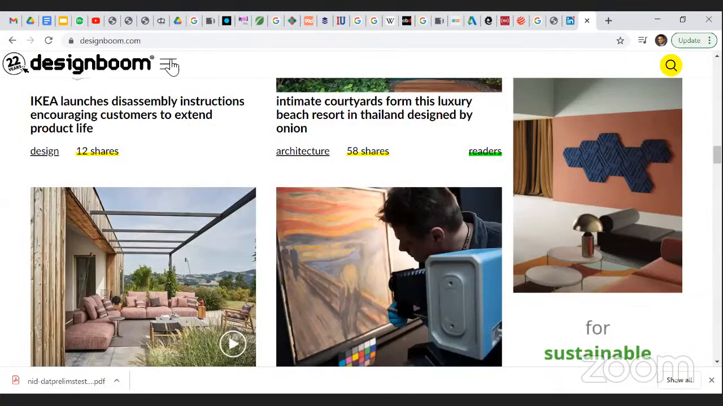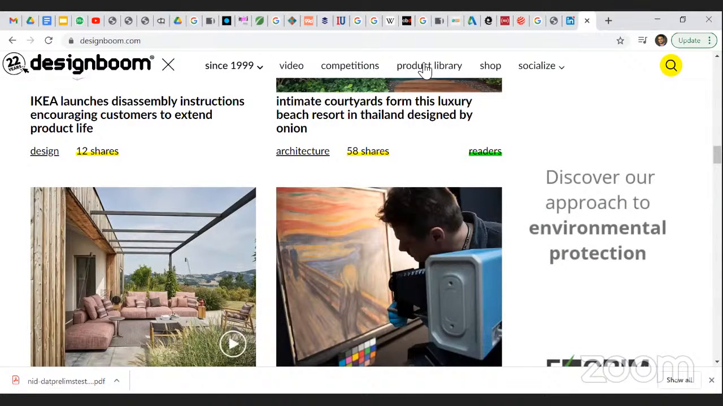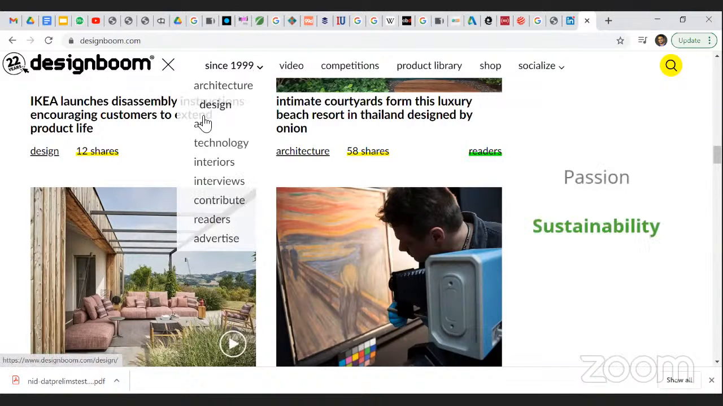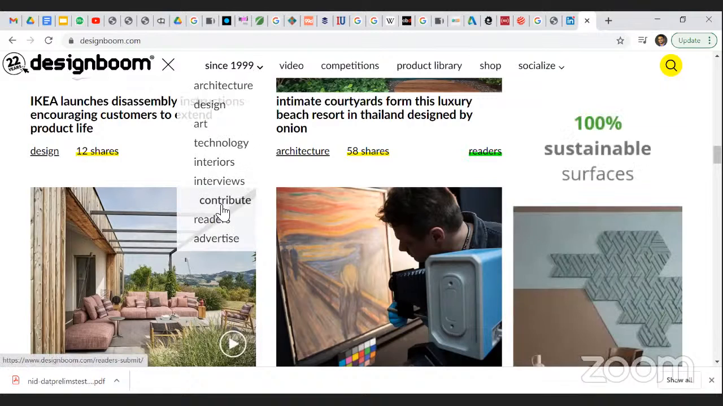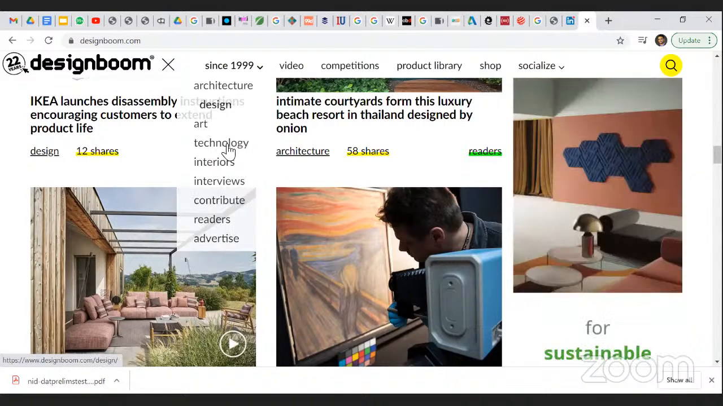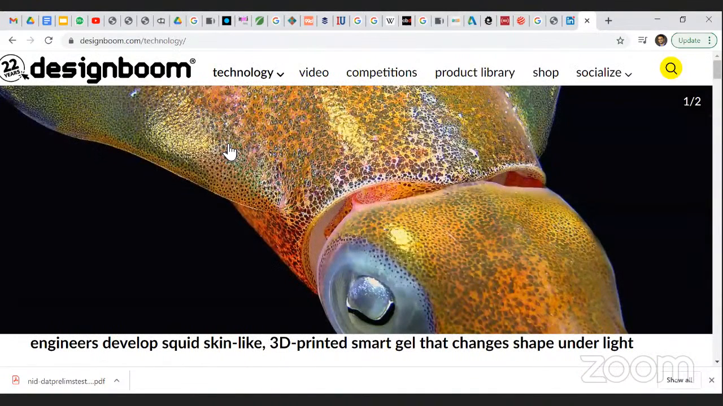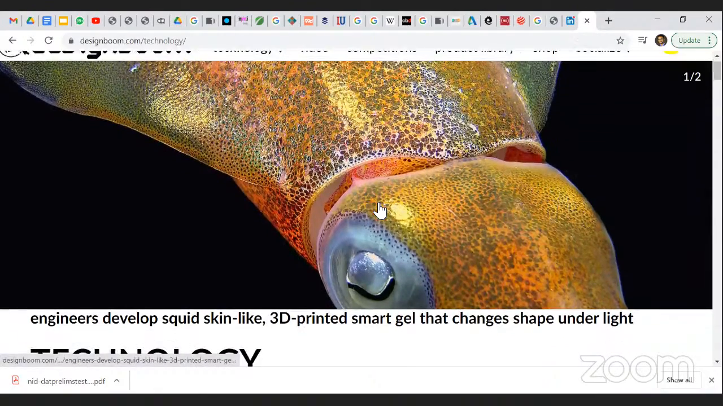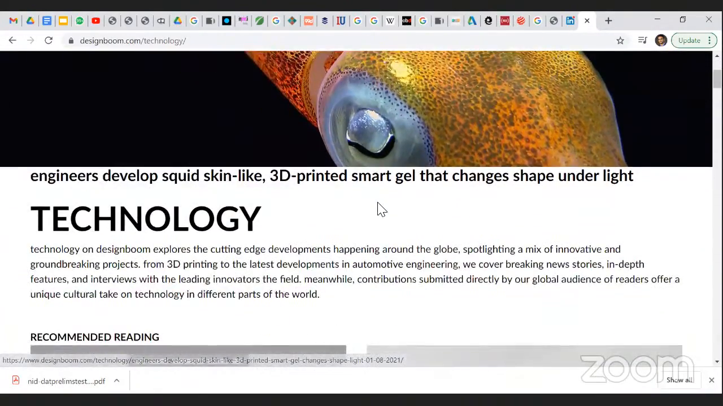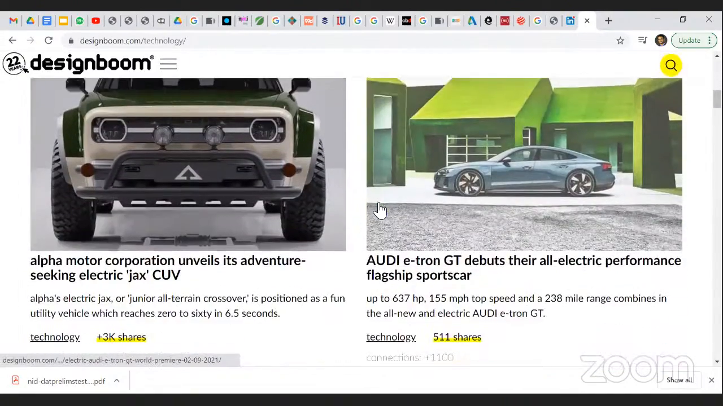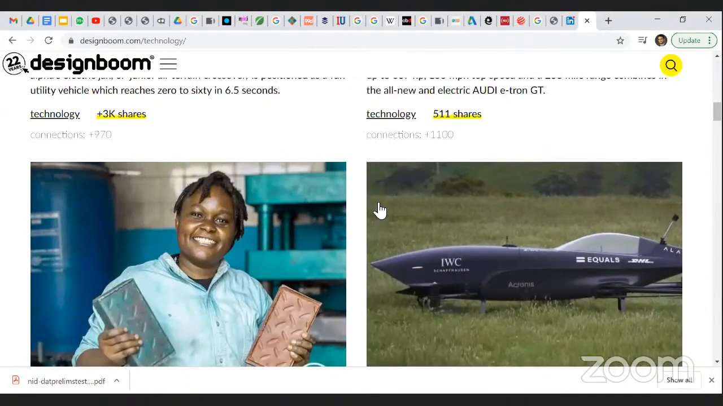And what they have is various design disciplines. So architecture, design, art, technology, interviews, etc. So you can look at technology and art and design, and you would find something relevant for new media design. This is also a very nice place for all the design aspirants to understand what is happening in the world of design and technology and art.